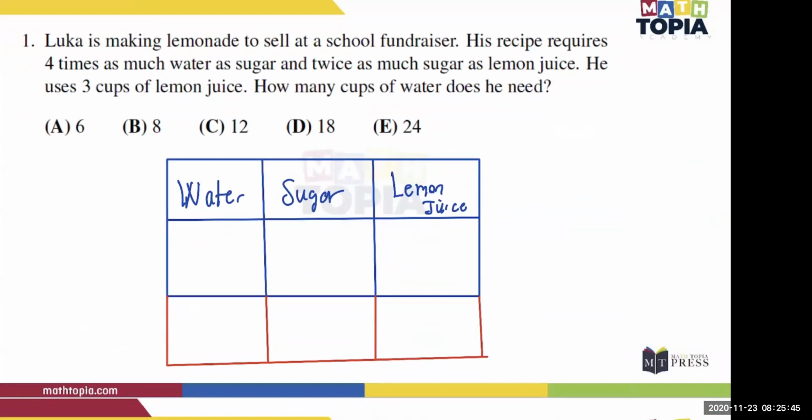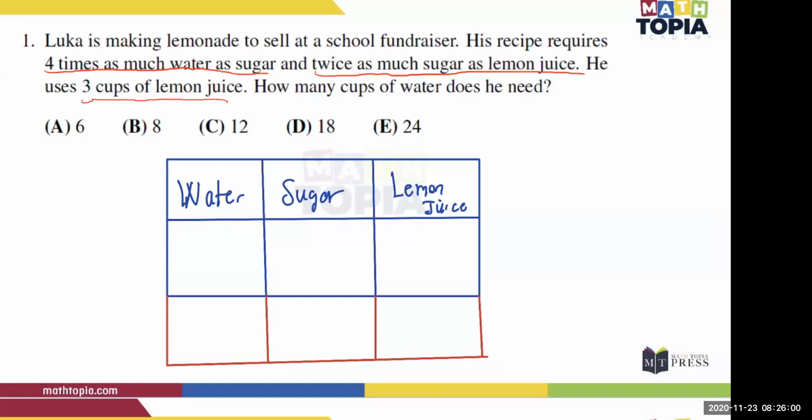Luca is making lemonade to sell at a school fundraiser. His recipe requires 4 times as much water as sugar and twice as much sugar as lemon juice. He used 3 cups of lemon juice. How much water does he need?